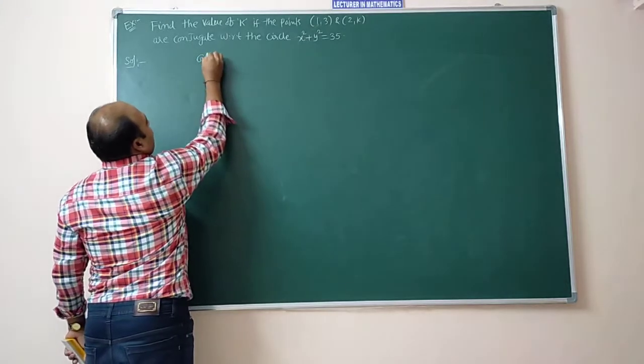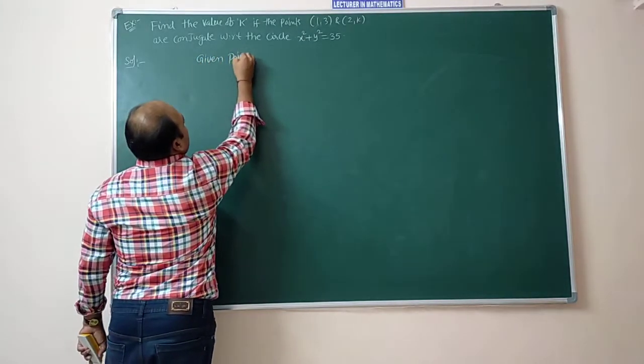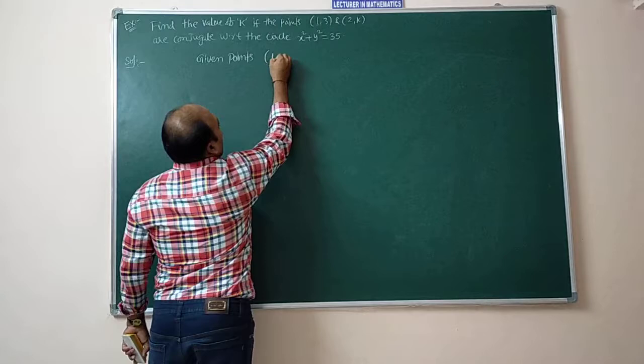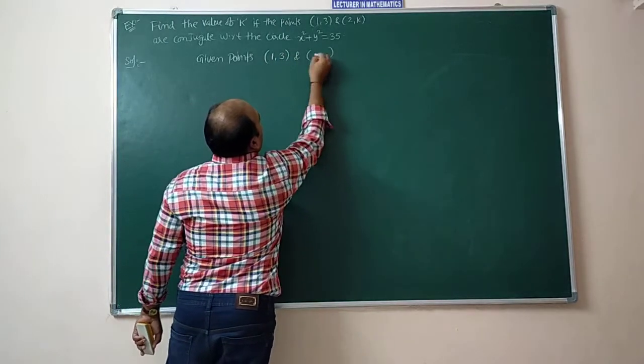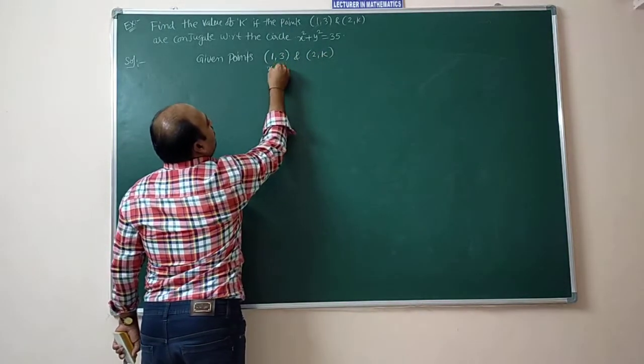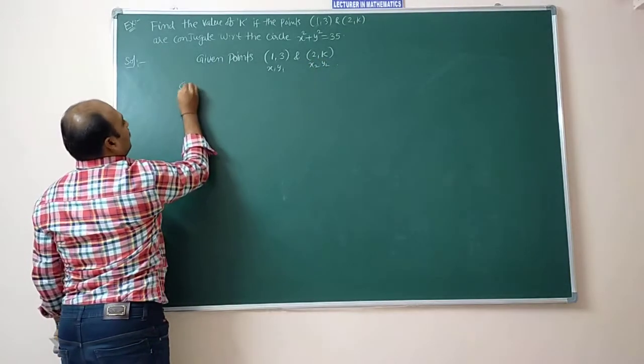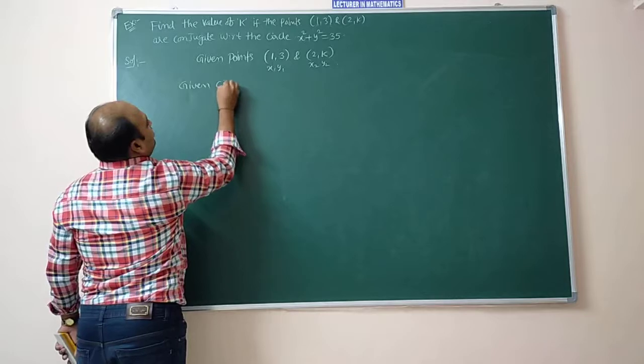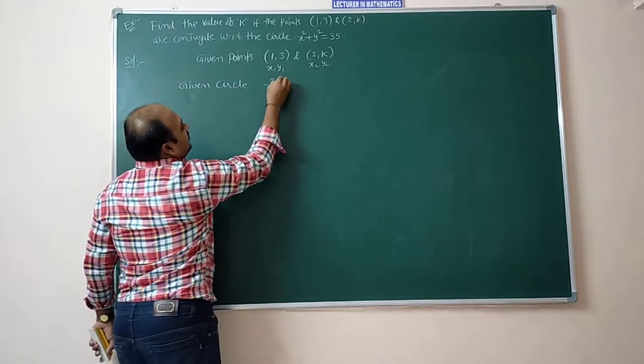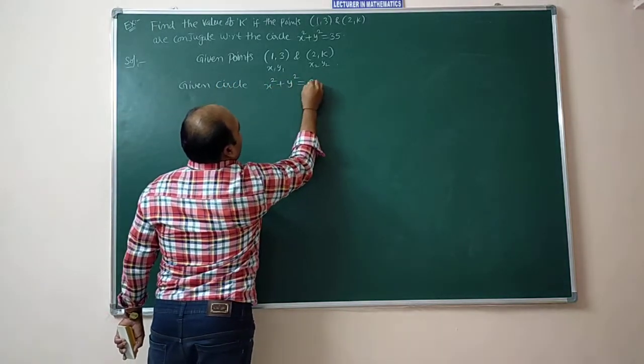Given points 1 comma 3 and 2 comma k. Give the names x1, y1 and x2, y2. Given circle x square plus y square equal to 35.